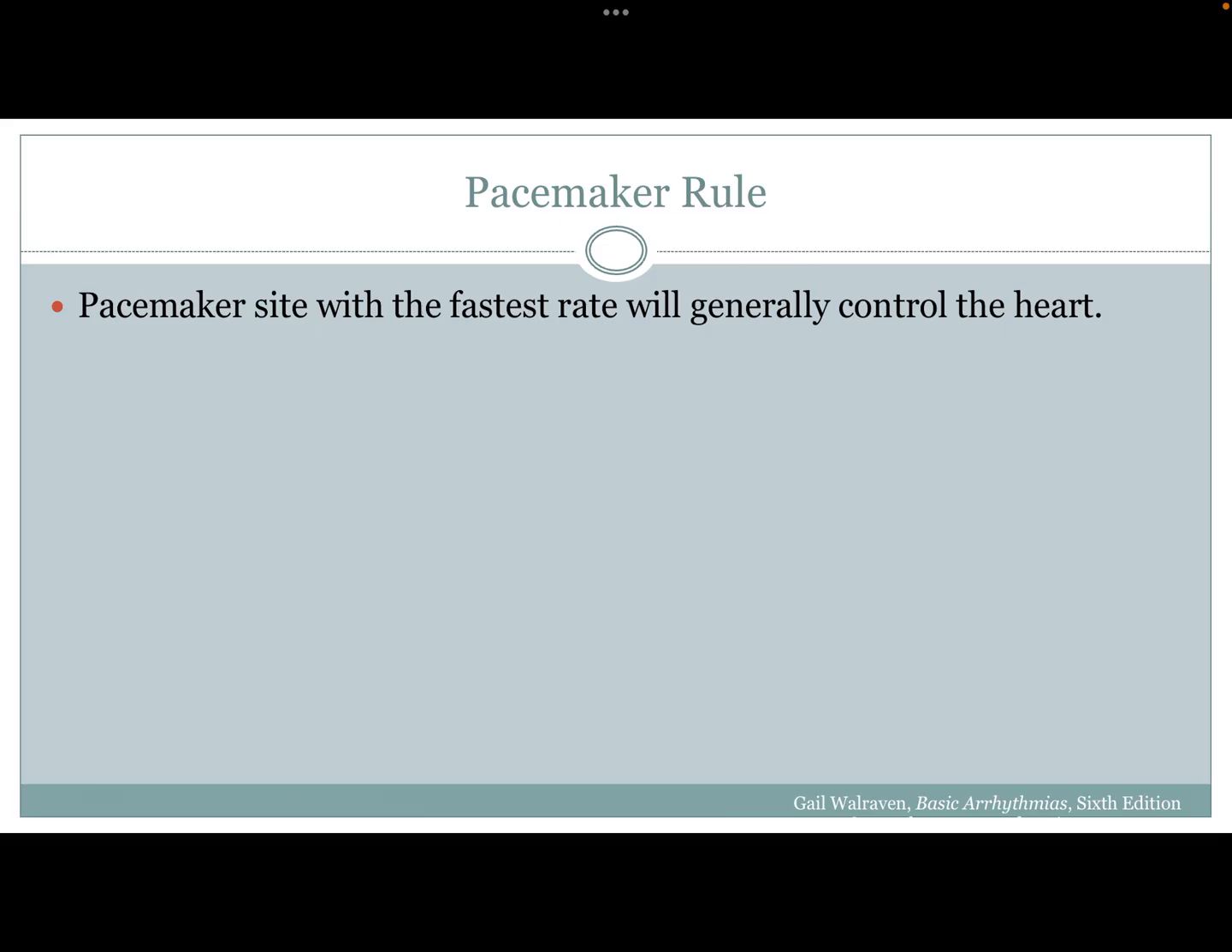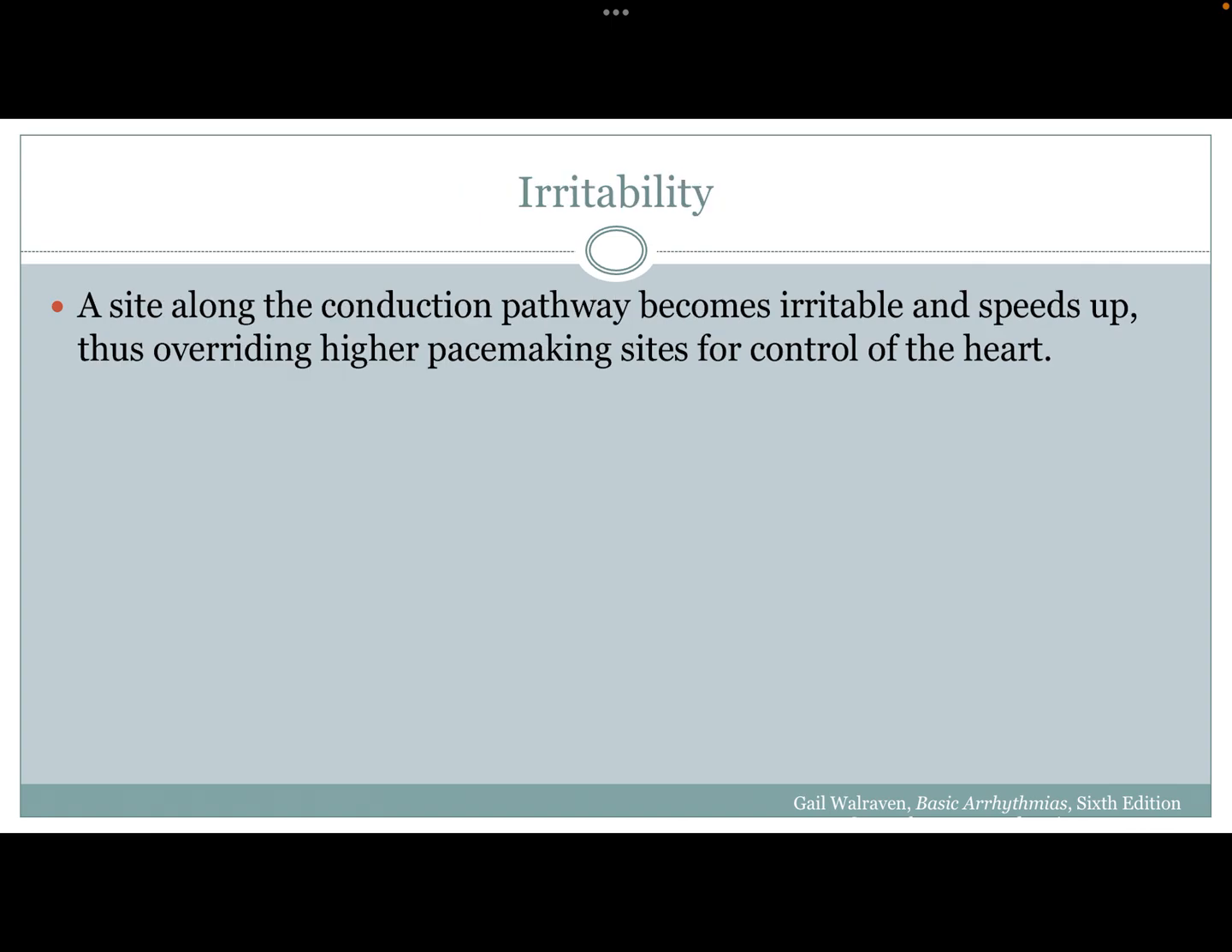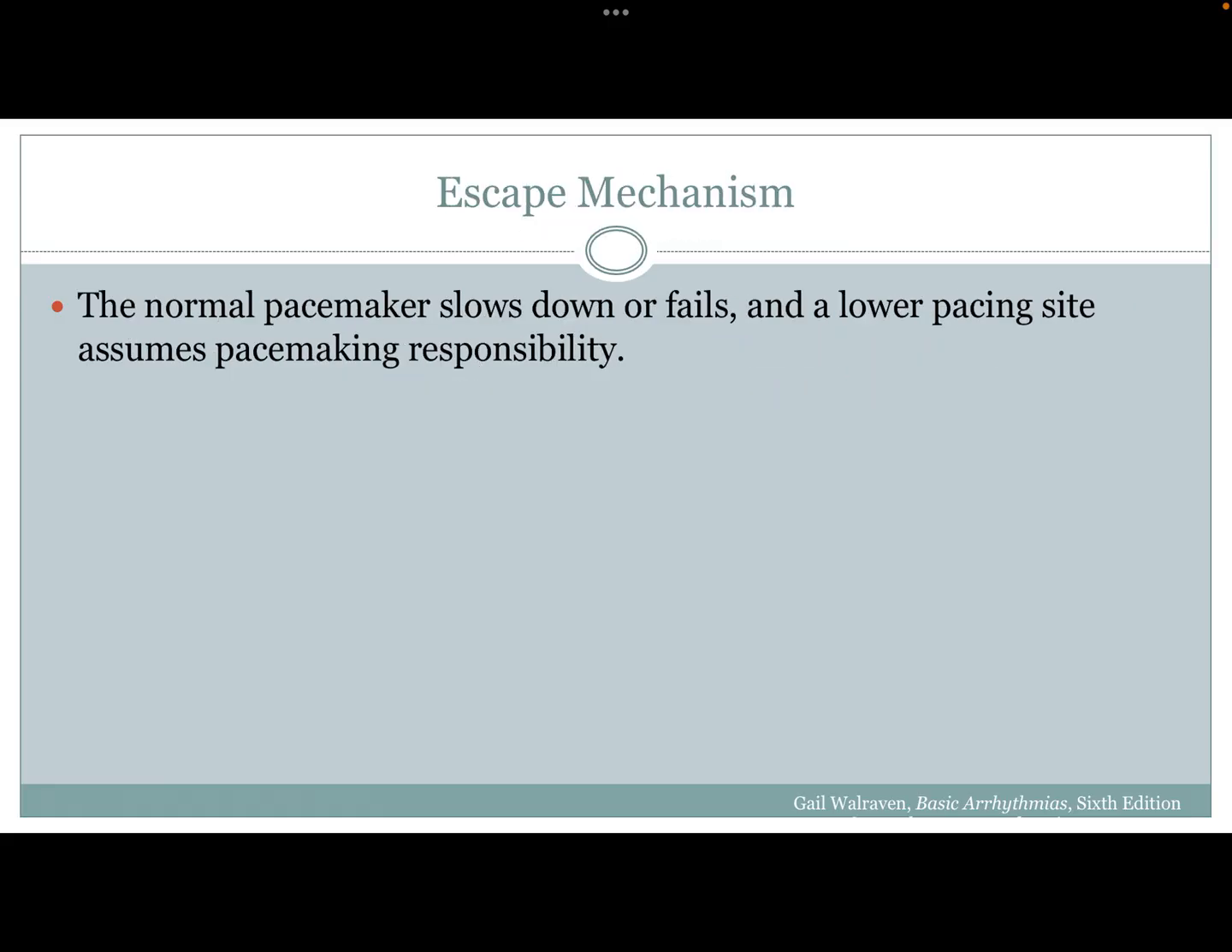So the general rule is that whoever has the fastest rate is going to be the one that's in charge. So we know that the SA node at a rate of 60 to 100 should be the one that is in charge. But you can have places that get irritable, and that can cause an overriding of a higher pacemaker site for control of the heart. And we're going to look at what that looks like later on. We're not going to get into it right now. But you can have places that get irritated.